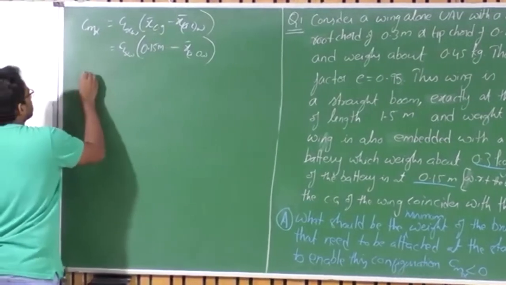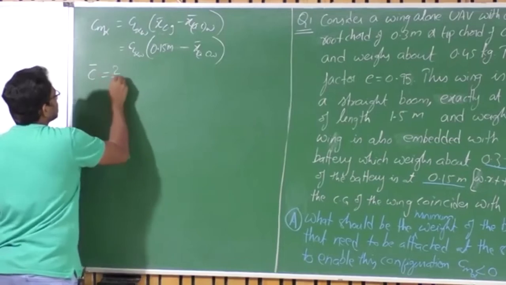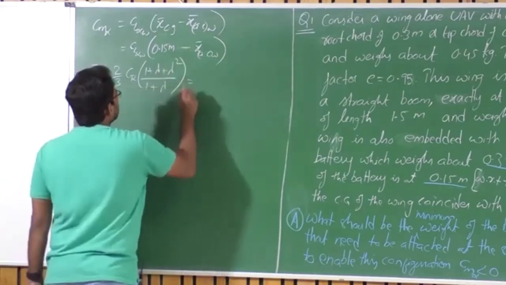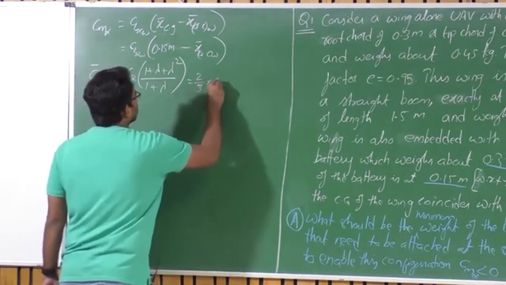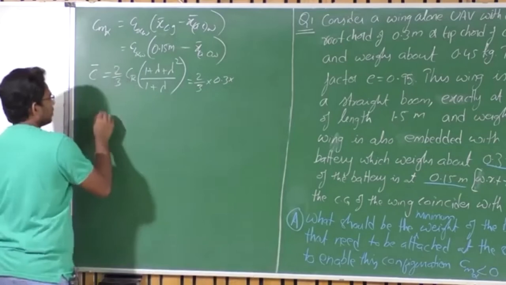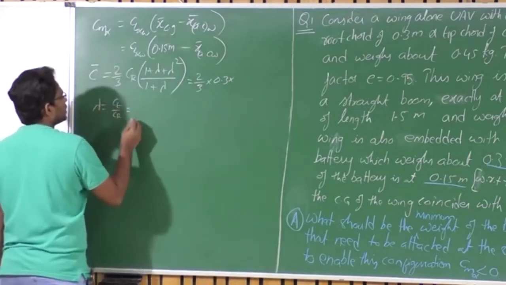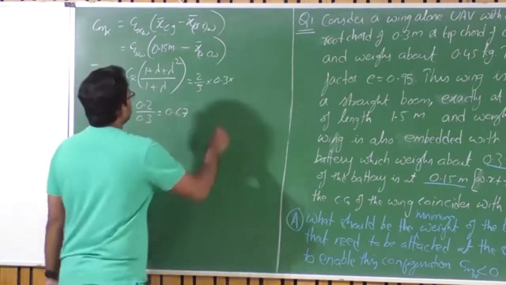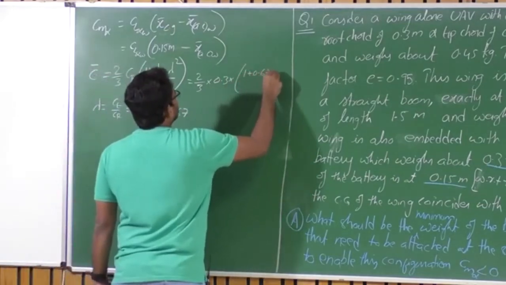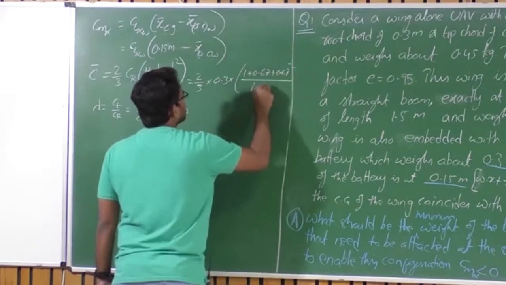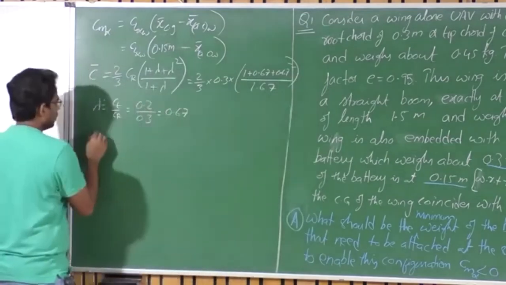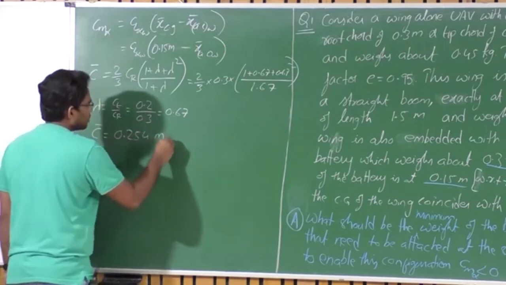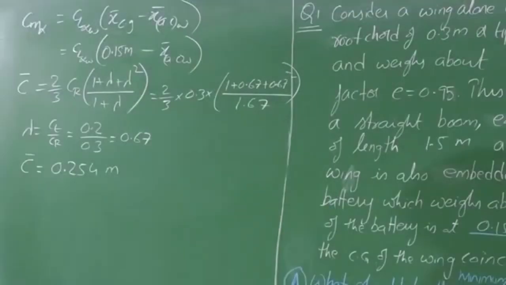First, I'll find out what C bar is. C bar is 2/3 CR times (1 plus lambda plus lambda square) upon (1 plus lambda). It's a straight tapered wing. So 2/3 times CR, which is 0.3 meters, times lambda. Lambda is equal to CT upon CR, so CT is 0.2 upon CR is 0.3, which is 0.67. Multiplied by 1 plus 0.67 plus 0.67 square upon 1.67, C bar turns out to be 0.254 meters.